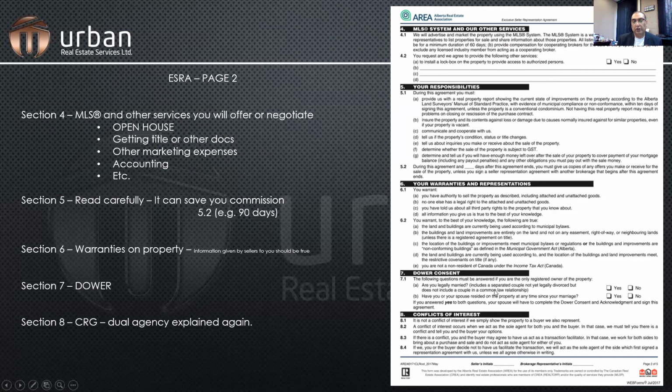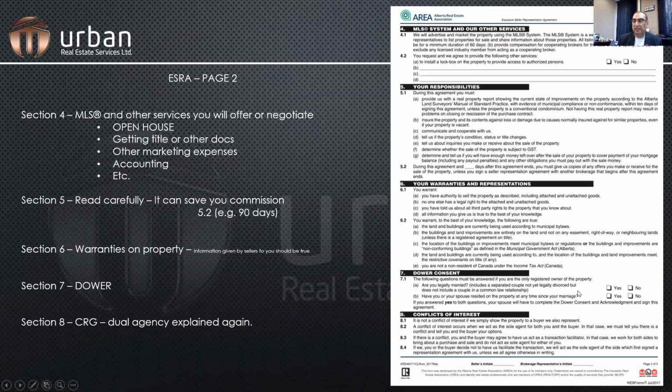Section 7 deals with the dower. Remember those 3 points. The first, if it's a principal residence. Number 2, if it's only one name on the title, the dower might be an issue. So you ask them these questions: are you legally married? If yes, has your spouse resided on the property? If yes, that means they will have to do a dower.